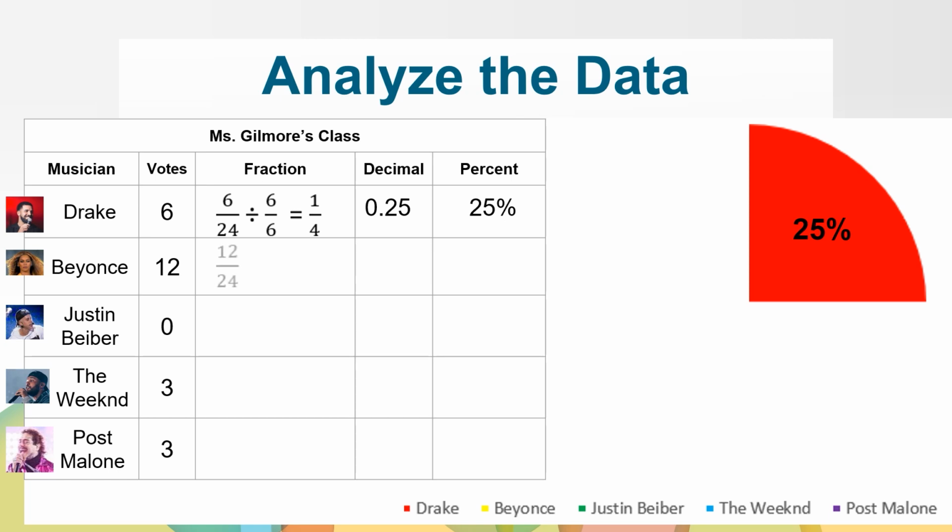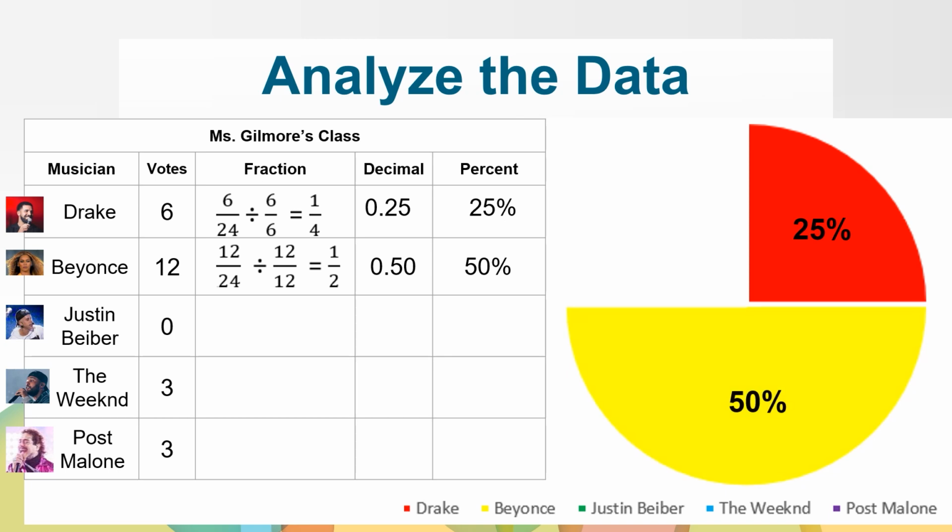12 students voted for Beyonce, which is 12/24 as a fraction. You might immediately recognize that 12 is half of 24, so Beyonce's votes represent half of Miss Gilmore's class data. And we know that that's equivalent to 50/100ths, or 50%. We'll represent Beyonce's 50% of the class data with a yellow piece.